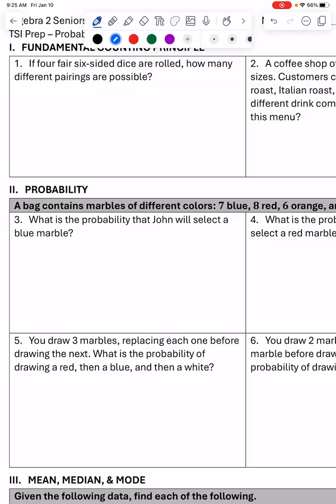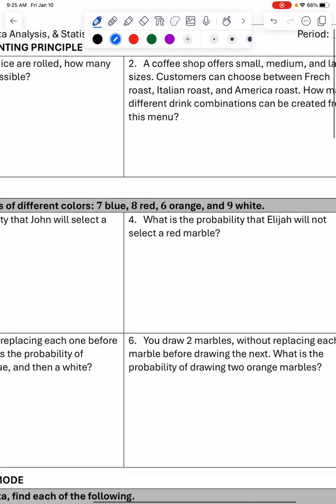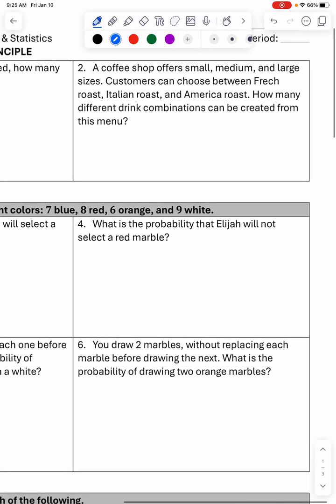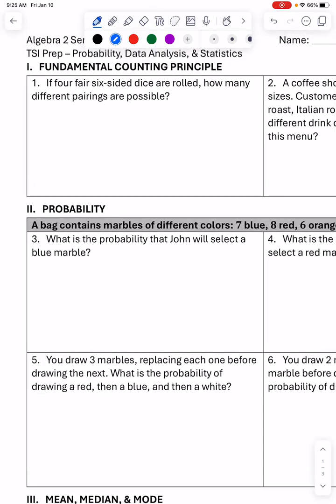What the fundamental counting principle allows us to do is, an easy example here would be number one, which says: if four fair six-sided dice are rolled, how many different pairings are possible? The fundamental counting principle says that the total number of outcomes is going to be the product of each outcome, right?